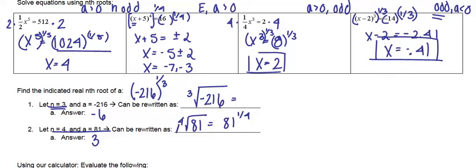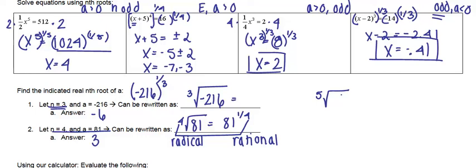Okay, similarly, if n equals 4 and a equals 81, I'm going to put that n value in my index. I'm looking for the fourth root of 81, which I can rewrite as 81 to the power of 1/4. And I should get 3 as my answer.